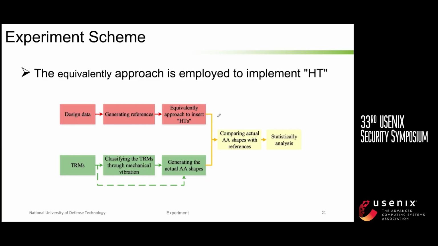Our experiment scheme consists of 3 major components: an equivalent approach to implement HTs, and detecting HTs with statistical analysis. The equivalent approach is employed to implement HTs, which is really challenging to implement in large numbers within the real IC. More specifically, we just randomly remove some logic regions from the IC layout. These regions appear vacant in golden references, but remain logic in the actual IC in our experiment. All logic pixels can be treated as HT, and each pixel is iteratively detected.